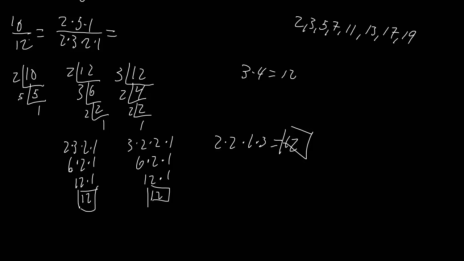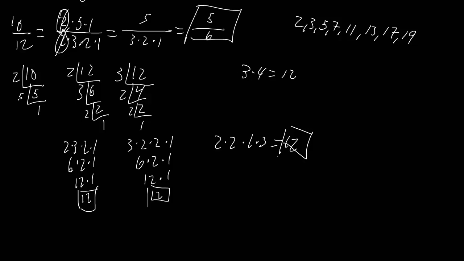Anyways, let's go back to reducing this fraction. Okay, let's cancel the 2's, and that's all we can cancel. So 5 times 1 is 5, and I'm just going to rewrite 3 times 2 times 1. Well, 3 times 2, let's rewrite the 5. 3 times 2 is 6, times 1 is 6. And that's our answer, 5 over 6.